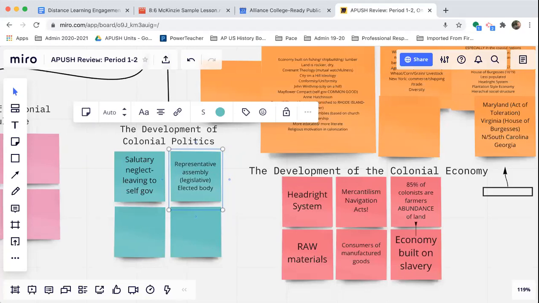It differs by region. In the Chesapeake and the Lower South, they're dominated, of course, by the planter class, the rich ruling elites that have all the land. In New England, they're dominated by church leaders. In the middle colonies, they're more diverse, but still dominated largely by educated men who have money. But across the board, they are all legislative assemblies.